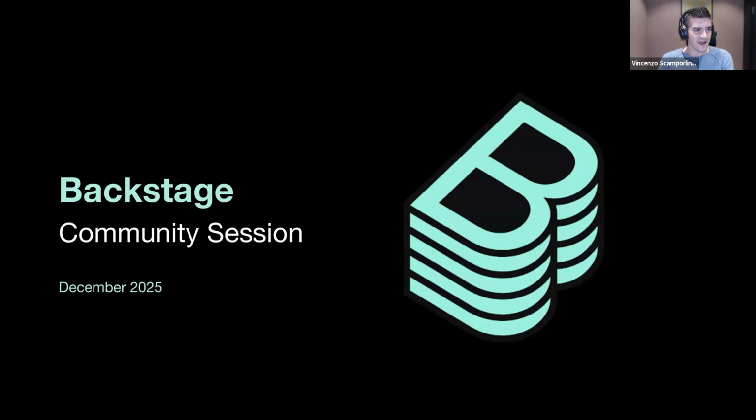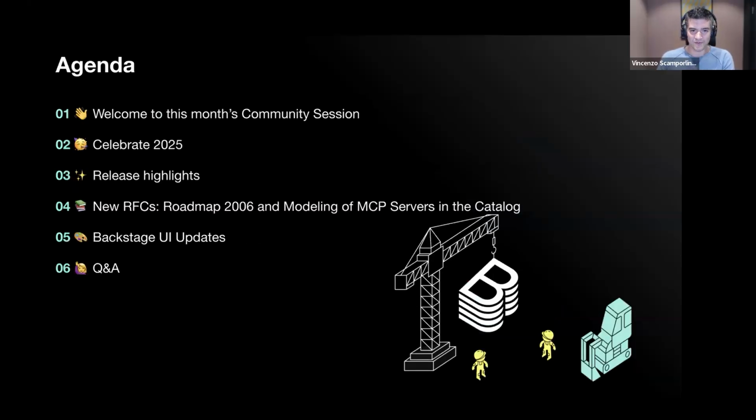All right, today's agenda. So first, let's take a moment to celebrate what we have achieved in 2025. Then we will go through some release highlights for Backstage 1.36, which was published yesterday. And after that, we will spotlight two recently published RFCs, one about our roadmap and another one about modeling MCP servers in the catalog. And then Charles will walk us through some of Backstage UI updates. And at the end, we'll wrap up with a Q&A.